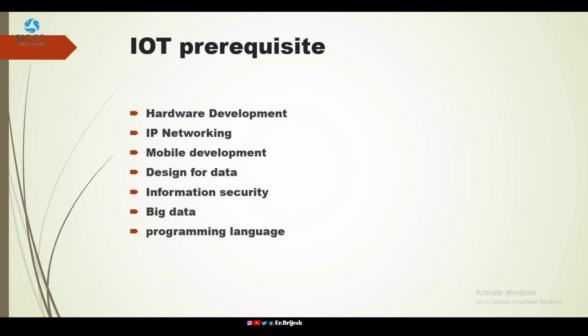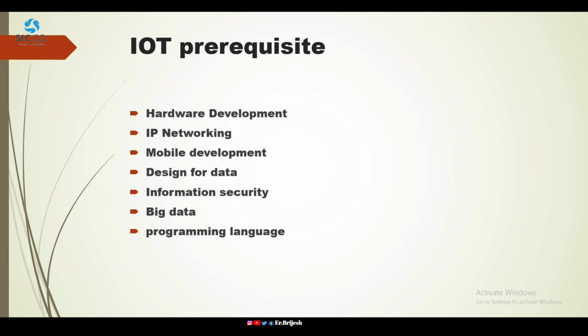So these are the IoT prerequisites: hardware development, IP networking, mobile development, design for data, information security, big data, programming language. So you must know these 7 skills to learn about IoT. Hardware development means how to interface the devices with each other, like we are connecting a temperature sensor with Arduino, so we must know about the temperature sensor and Arduino and how to interface them.